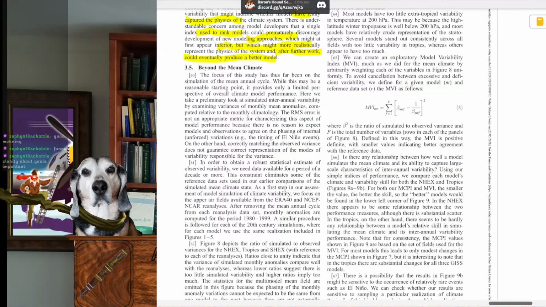Okay, beyond the mean climate. The focus of this study thus far has been on simulation of the mean annual cycle. While this may be a reasonable starting point, it provides only a limited perspective on overall climate model performance. Here we take a preliminary look at simulating interannual variability by examining variances of monthly mean anomalies computed relative to monthly climatology. The RMS error is not an appropriate metric for characterizing this aspect of the model performance because there is no reason to expect the models and observations to agree on the phasing of internal unforced variations.